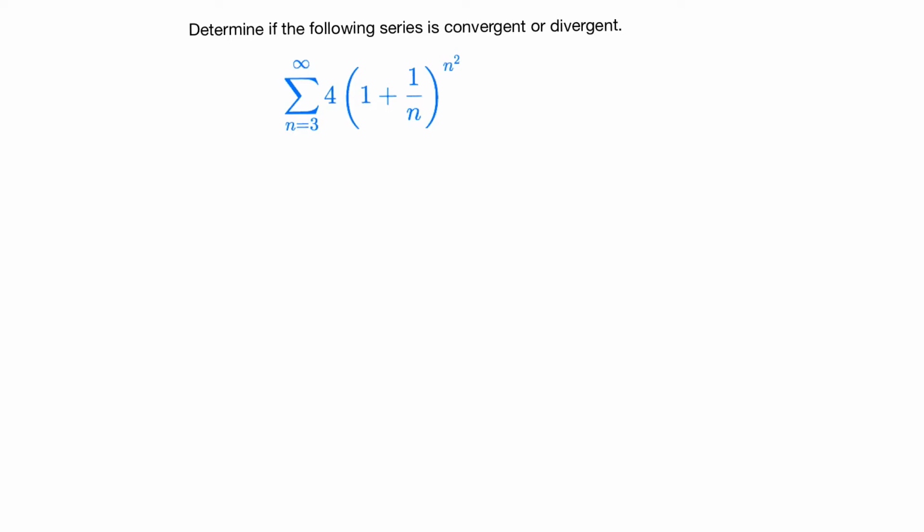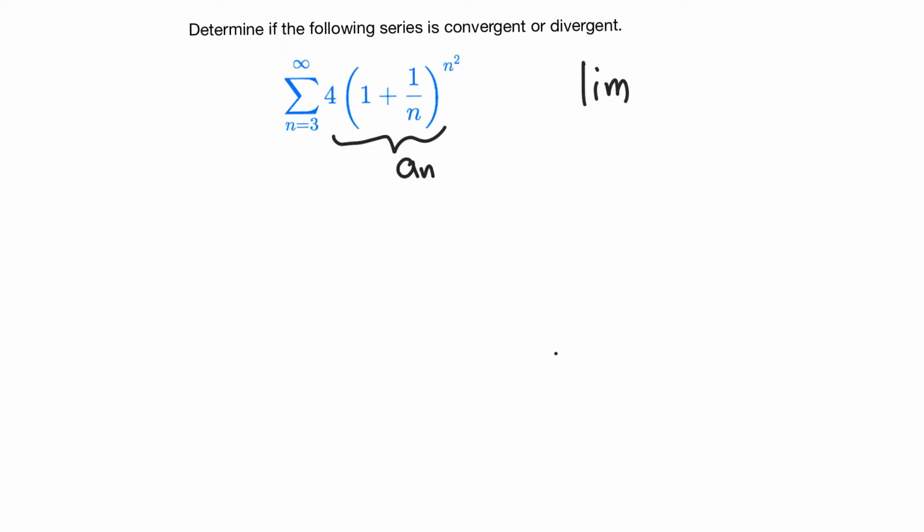Determine if the following series is convergent or divergent. So we have a series here, and we denote this by a_n, and n goes from 3 through infinity. Since we have n squared power, we just do the nth root test.